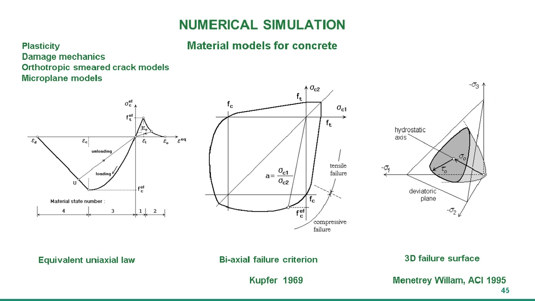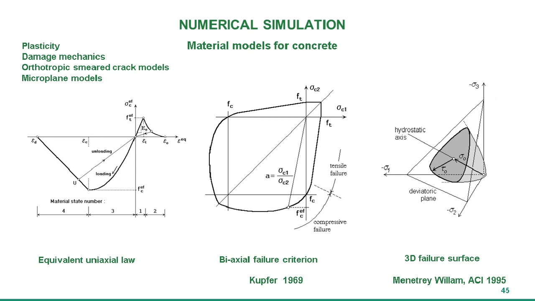I will also be showing some examples. These are the material models which we used in those examples, but we have to understand that nowadays there exist various material models for concrete, for steel, for soil. They are typically based on plasticity or damage mechanics. Orthotropic smeared crack models are very often used in commercial programs, or there are some more modern microplane models. Typically we then assume some kind of uniaxial stress-strain law.